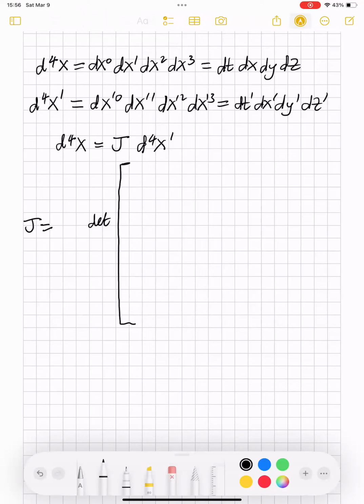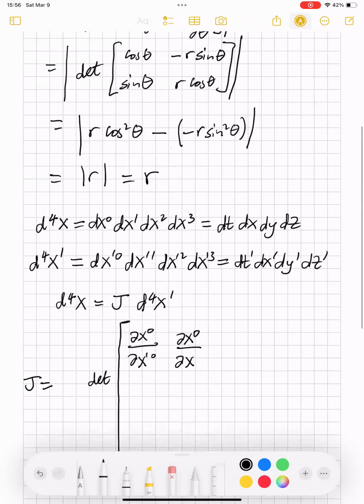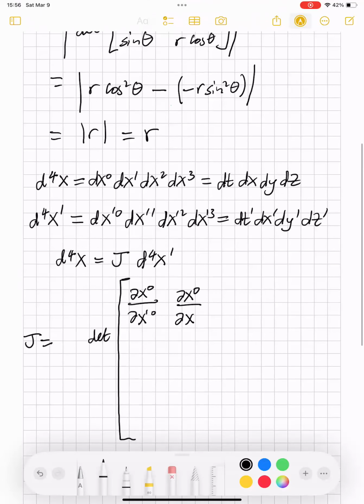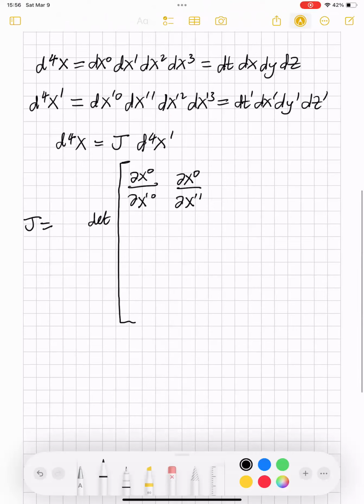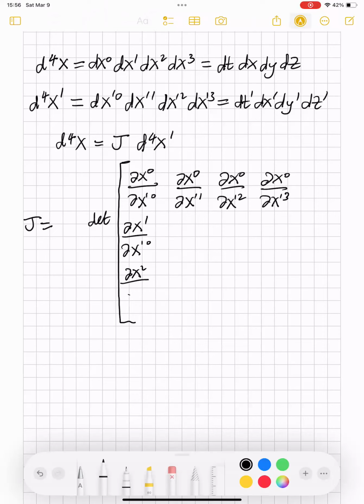So the Jacobian will be the determinant of dx0, dx primed 0. So I'm taking a derivative of the old coordinates with respect to the new coordinates. And let me just make sure I'm going to be consistent with my convention so far. Yes, dx prime 1, then dx0, dx primed 2, dx0, dx primed 3. Then we've got dx1, dx primed 0, dx2, dx primed 0. Oh, let's just extend this a little.